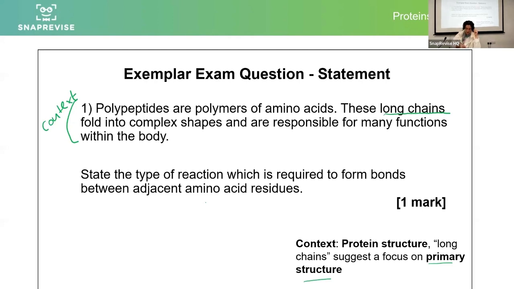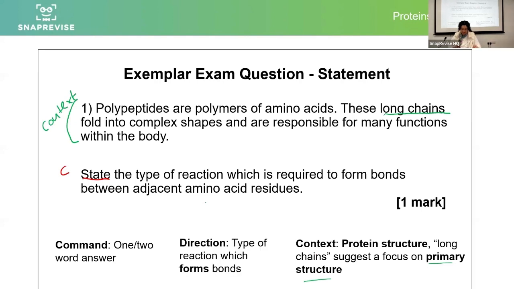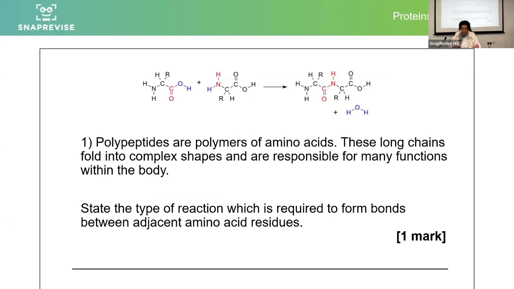My command word is, of course, state. And my direction is, so a one or two word answer. That's what the word state says to me. And the direction is the type of reaction which is required to form bonds between adjacent amino acid residues. So literally naming what is the type of reaction, which is, of course, a condensation reaction.